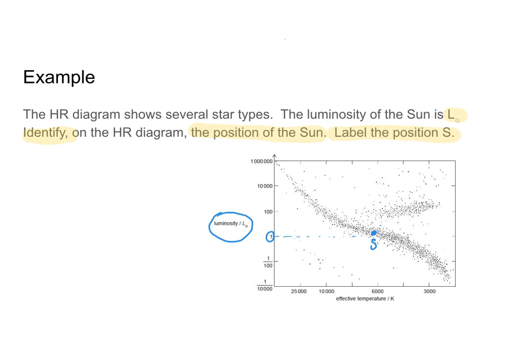I'm going to label the luminosity of the sun S. So what I did was I said, okay, I know the luminosity of the sun divided by the luminosity of the sun, which is the unit here, must be equal to 1. So I looked at 1 on the y-axis, and then knowing the sun was a main sequence star, I looked at where the main sequence intersected with a luminosity of 1 sun luminosity.